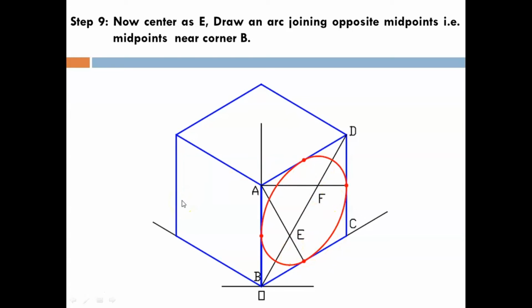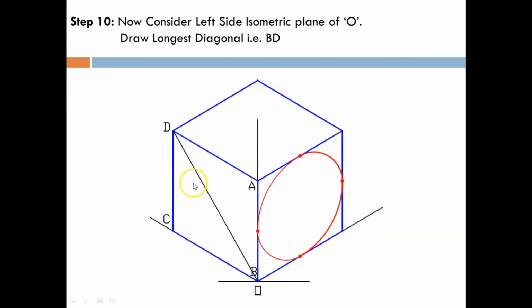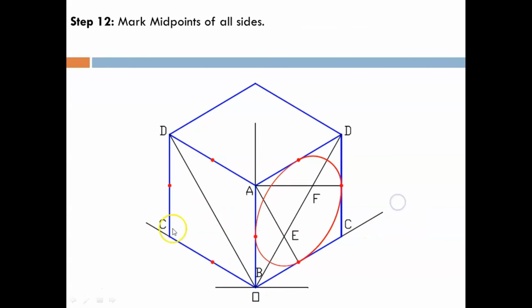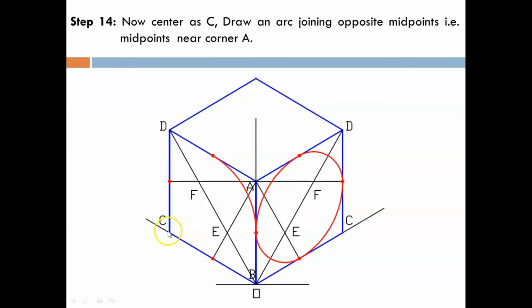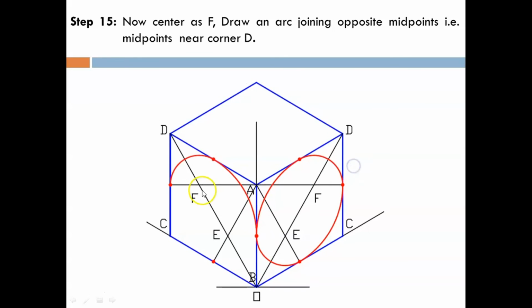Now we will repeat the same procedure on the left side isometric plane. So again, longest diagonal. Now BD is the longest and AC is the shorter. So first join the longest diagonal, then plot all the midpoints. Now from point E, draw lines joining the opposite midpoints, or you can say the midpoints nearer to the corner C. Now with center as C, start drawing an arc from this midpoint to this midpoint, or you can say the midpoints nearer to the corner A. Now with center as F, start drawing an arc from this midpoint to this midpoint, or you can say the midpoints nearer to the corner D.